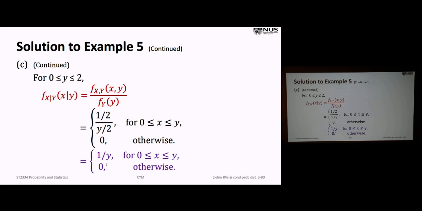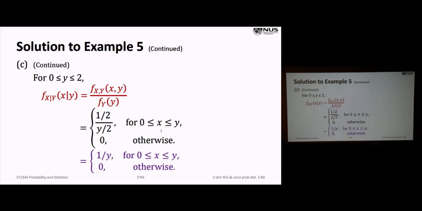Okay, now the conditional of x given y. Remember that y must be between 0 and 2, otherwise I divide by 0. So that's the joint of x and y over the marginal for y. The marginal for y was y over 2. The joint was 1 upon 2.